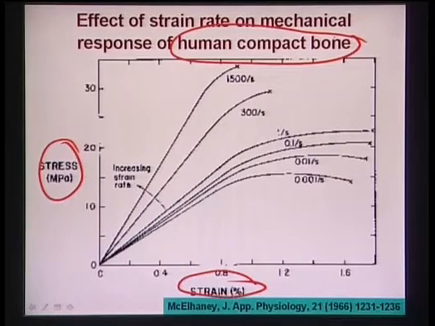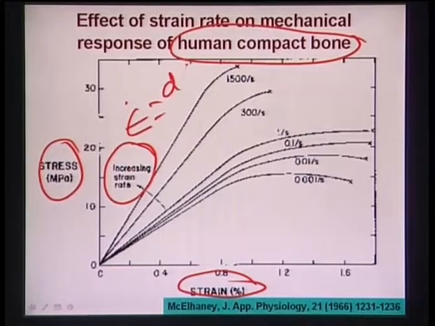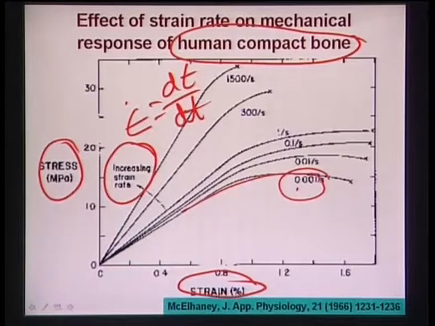Now, what you can see from this graph is, if you increase the strain rate, that is epsilon dot, which is d epsilon by dt, and you can increase it by varying the cross-head speed. Suppose you have a tensile specimen and you are pulling it with a cross-head speed, and if you increase or decrease that cross-head speed, then your strain rate also will vary. If you increase the strain rate from 0.001 per second, where it is a flat curve, to 1500 per second, you see that the curves become much steeper.